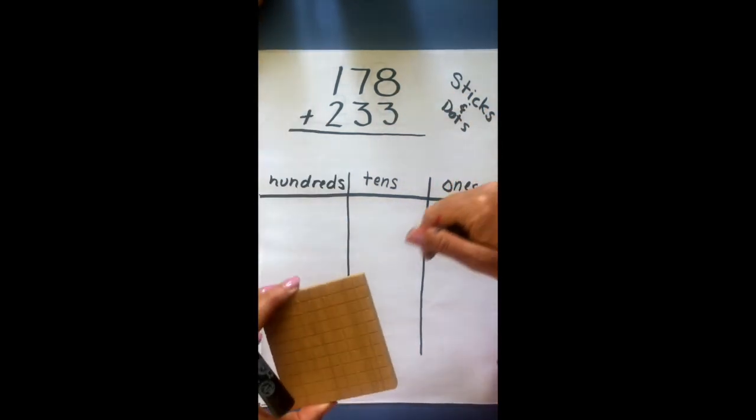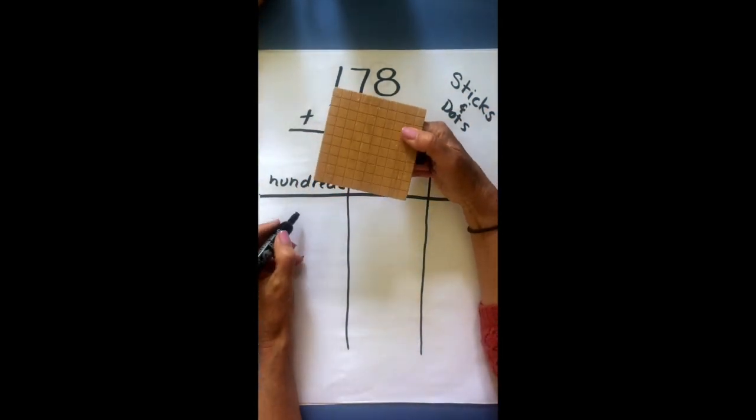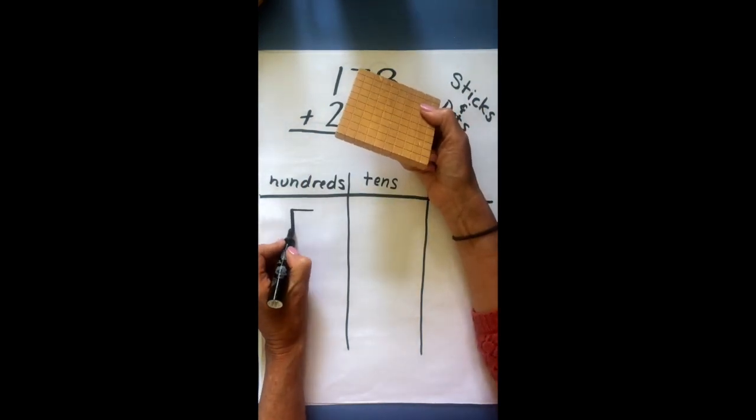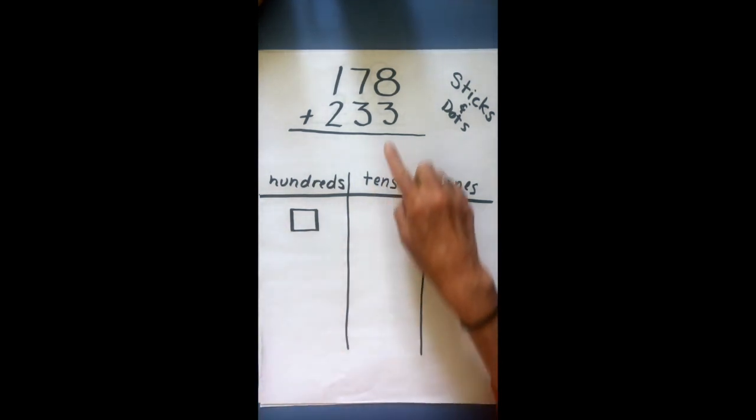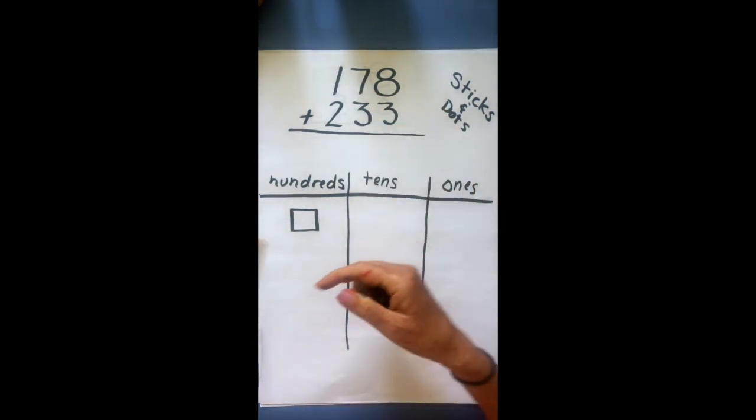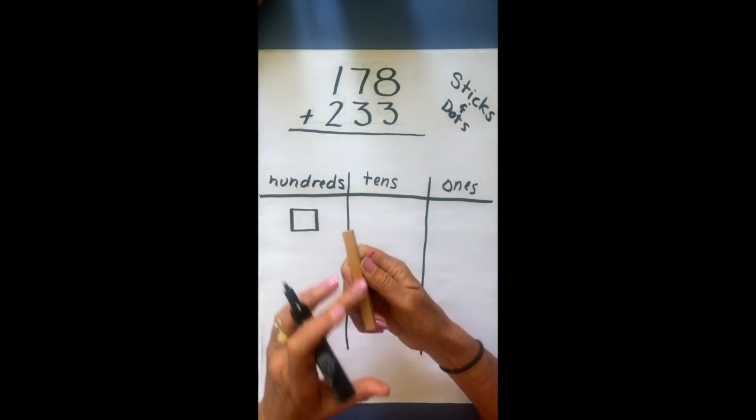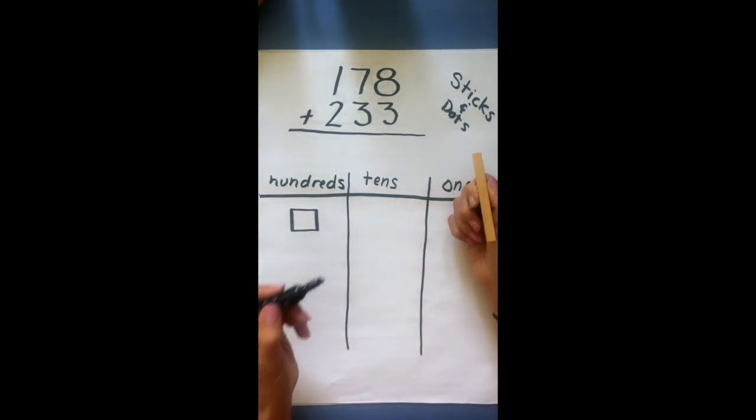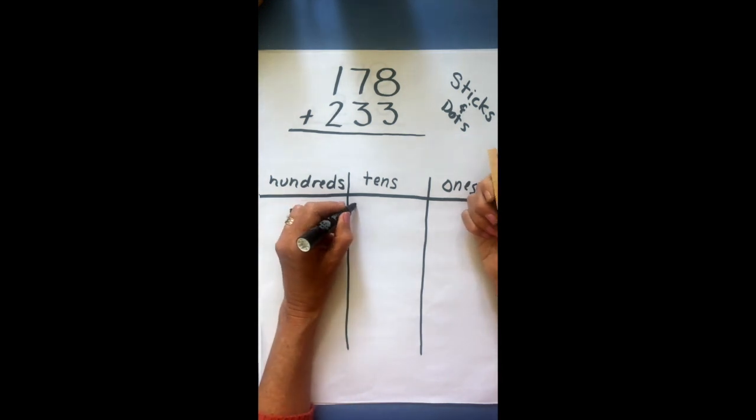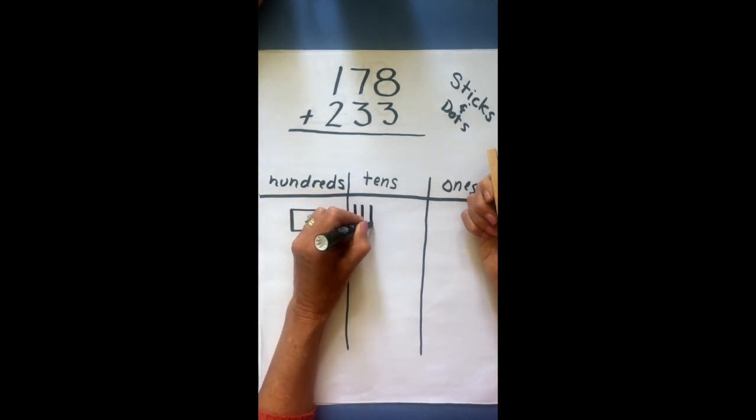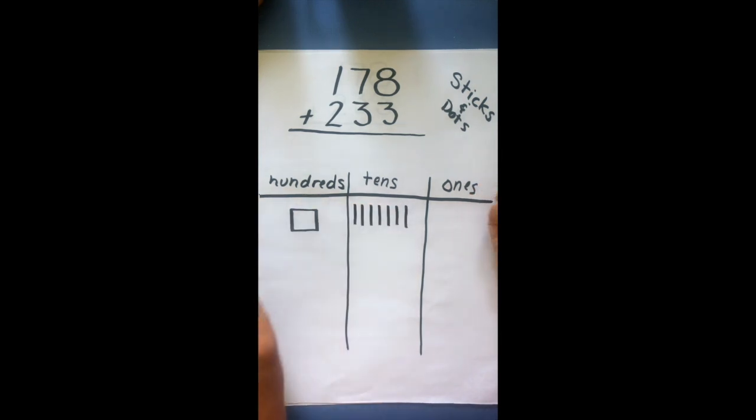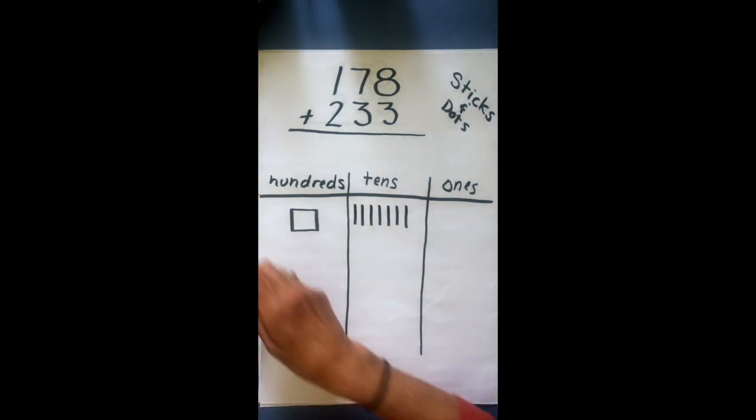Well, I don't have one of these, but I can draw something that looks just like it. So I'm going to draw 100 as what I call a flat. So that would be 100. I'm just drawing it as a square. Now I need 7 of these, but I don't have 7 of these. But these to me look like sticks. So what I'm going to do is just draw 7 sticks. So I'm going to draw 1, 2, 3, 4, 5, 6, 7 sticks. So those kind of look like that.